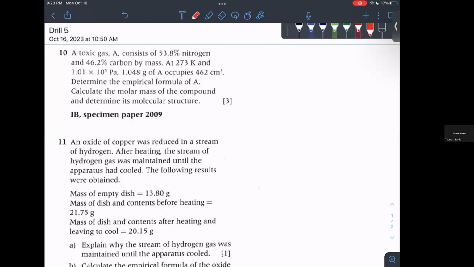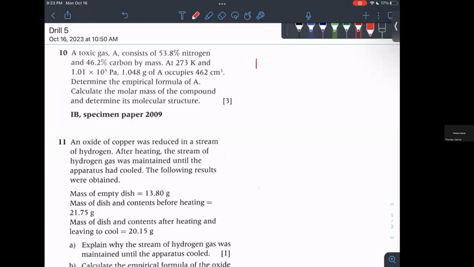A toxic gas consists of 53.8% nitrogen and 46.2% carbon by mass. At STP, we have it occupy a certain space, 462 centimeters cubed. Determine the empirical formula of A, calculate the molar mass of the structure, and determine its molecular compound.